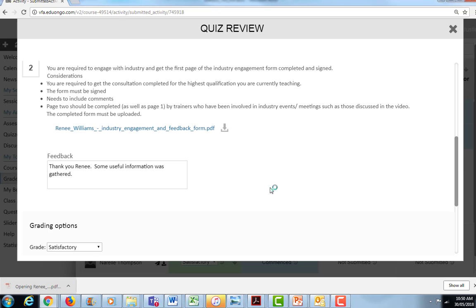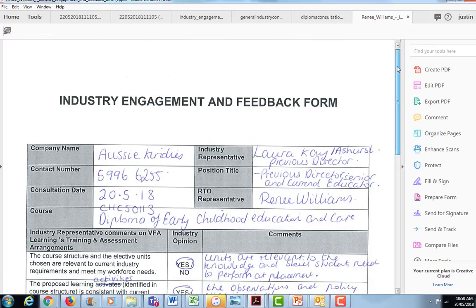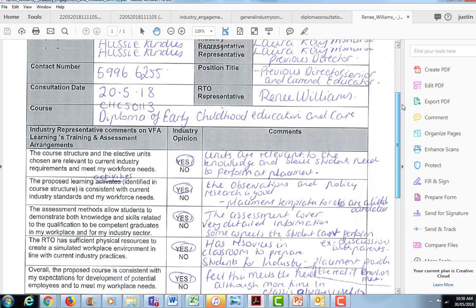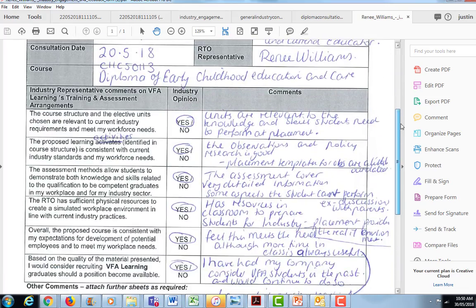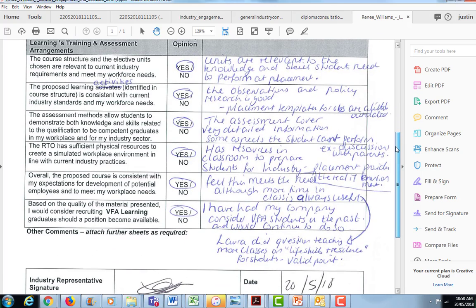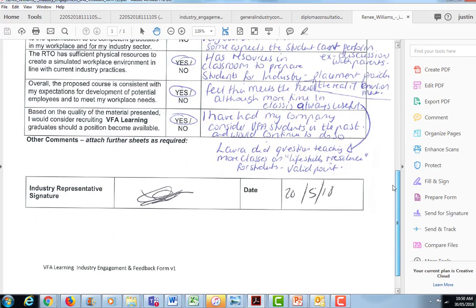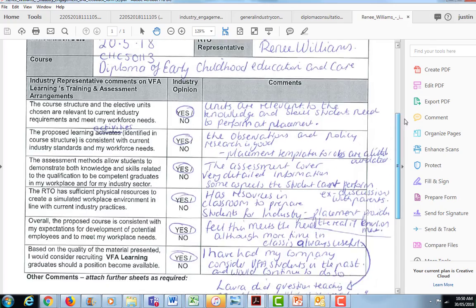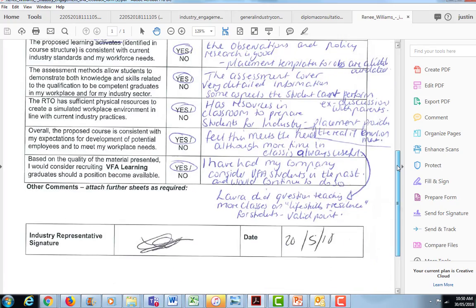So if I click on this, you'll see Renee, and Renee's got this filled in. In this case, she only did the first page. For some of the academic coordinators, I've asked them to get both pages done, which is where they review. But in most cases, they've done this. From here, if there's any action required, we put it in here, and then myself and the head of training will review it and look at implementing where we think it's appropriate.